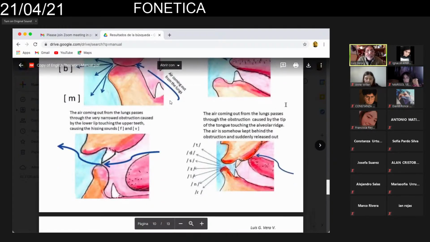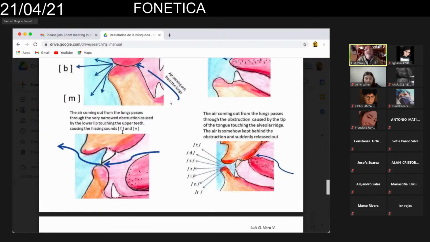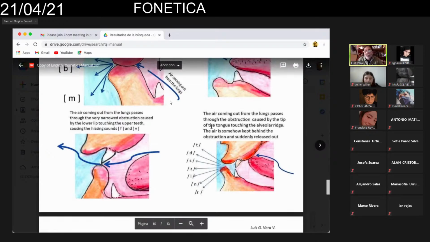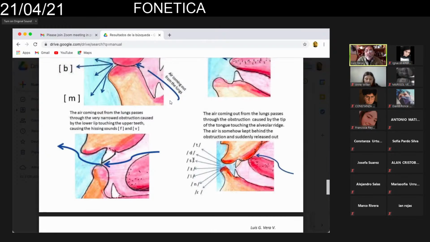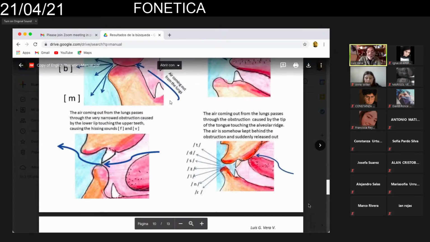For example, look at the last one. The air coming out from the lungs passes through the very narrowed obstruction caused by the lower lip touching the upper teeth, causing the hissing sounds and v. And then the air coming out from the lungs passes through the obstruction caused by the tip of the tongue touching the alveolar ridge. The air is somehow kept behind the obstruction and suddenly released out for t, d. Also fricative for s, z, r, right? But all of them happen in the same place.